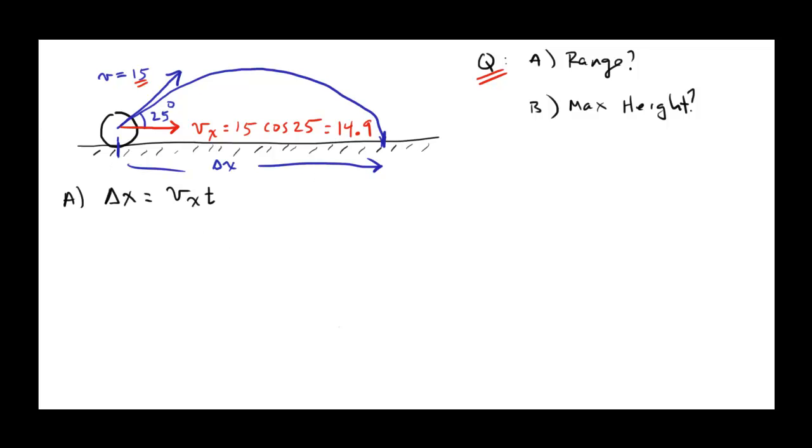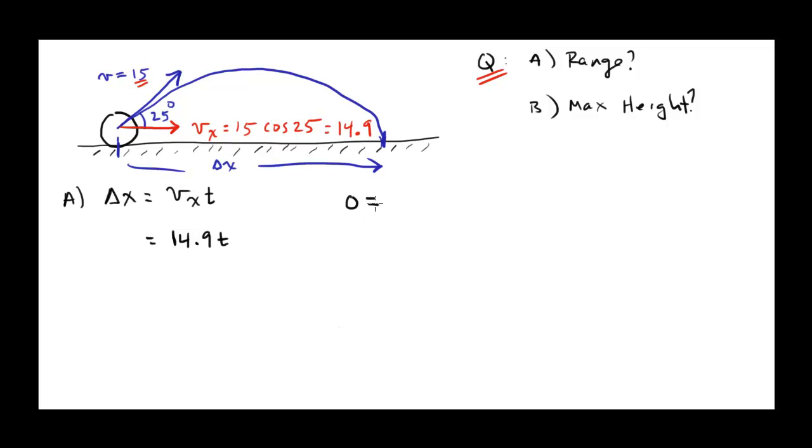So now I can say delta x is 14.9 t. So this isn't a lot harder. There's just this one extra step. I needed to do a little bit of work to find the initial x velocity. So now I've got to find t. What do I use to find t? As I did before, I'm going to use my delta y, and I ask myself, what is delta y in this case? Well, the ball starts on the ground and ends on the ground, so the delta y is 0.